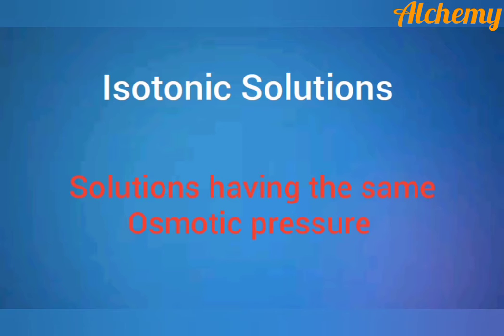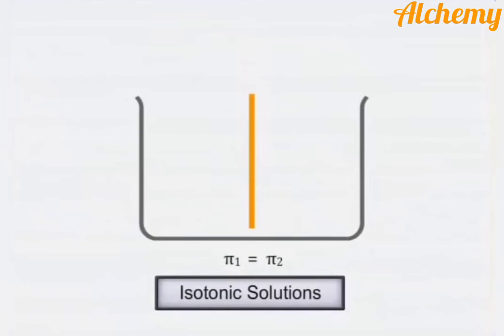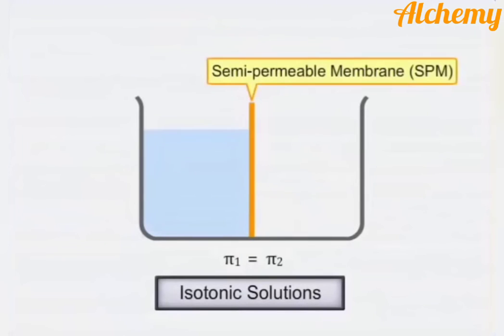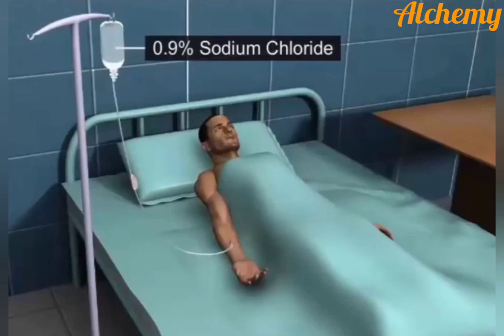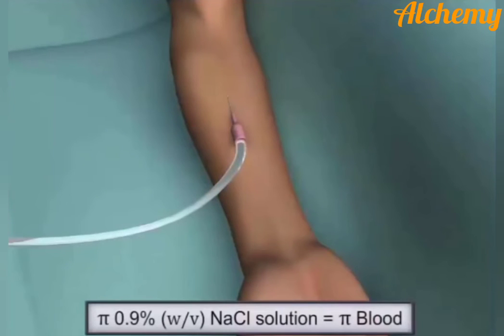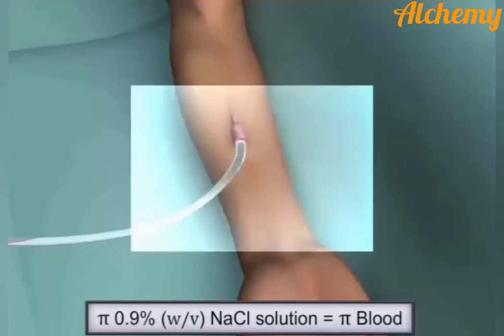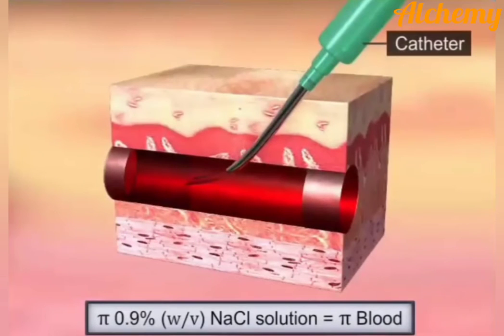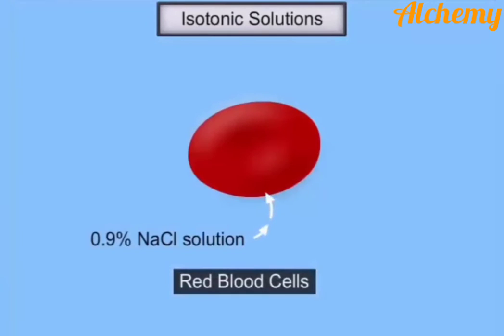Next, we will study about isotonic solutions. These are solutions having the same osmotic pressure. For such solutions having the same osmotic pressure, no osmosis occurs on either side of the semi-permeable membrane. This is the reason for which the intravenous injections have a concentration of 0.9% mass by volume, which is isotonic with the blood. Due to the fact that the injected solution as well as blood are isotonic, that is, they have the same osmotic pressure, the solution easily passes through the red blood cells.